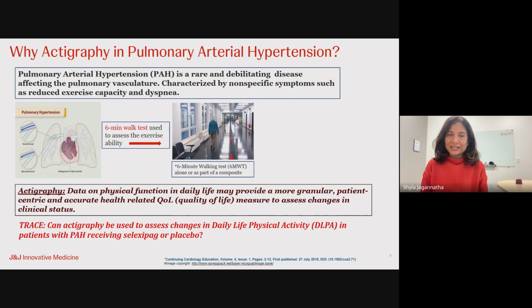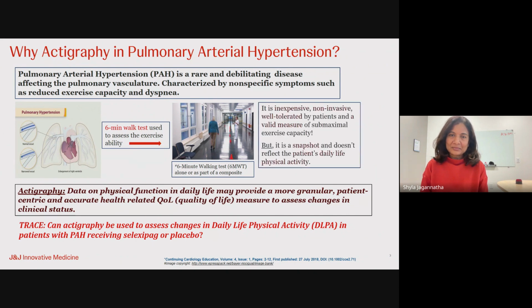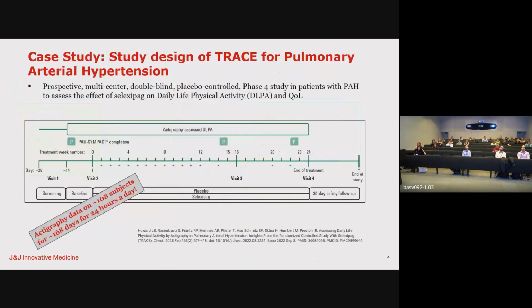Next slide. We can go to the next slide.